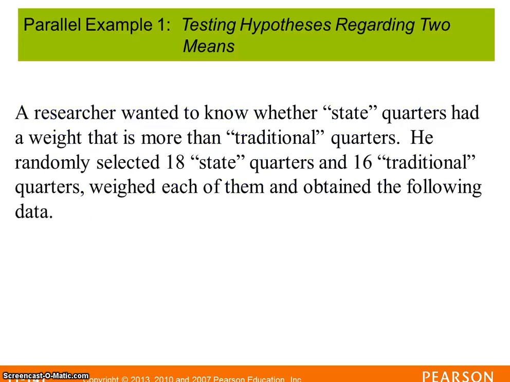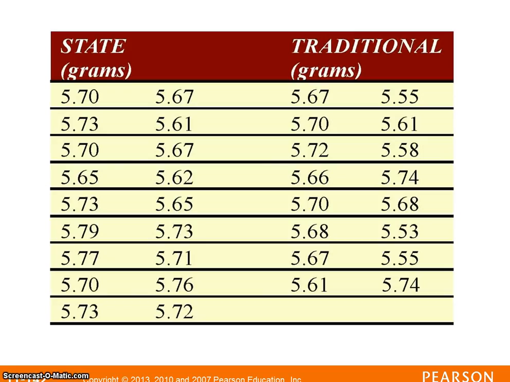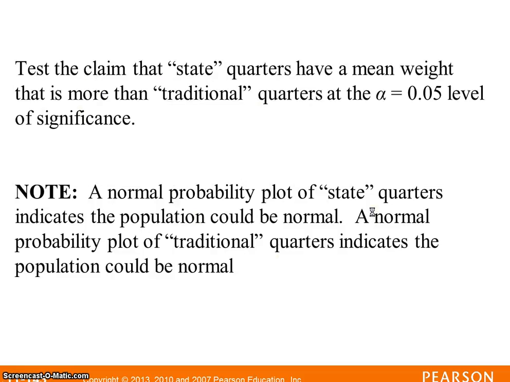A researcher wanted to know whether state quarters have a weight that is more than traditional quarters. So he randomly selects 18 quarters that have state logos on them, like Wisconsin or Minnesota, and 16 traditional quarters, weighs each one of them, and obtains the following data. I think this is data we've seen before. Because these two samples are not matched pairs, they don't necessarily have to have the same sample size. Remember that the t-distribution depends on the degrees of freedom of the smaller sample: whatever the smaller sample size is, subtract 1, and that becomes the degrees of freedom.